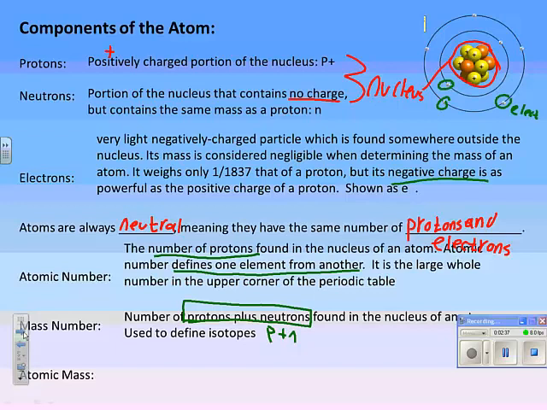That's why we were talking in the last video about Dalton's proposal, where he says all atoms of the same element are the same. This is why it was wrong. They can have different numbers of neutrons.